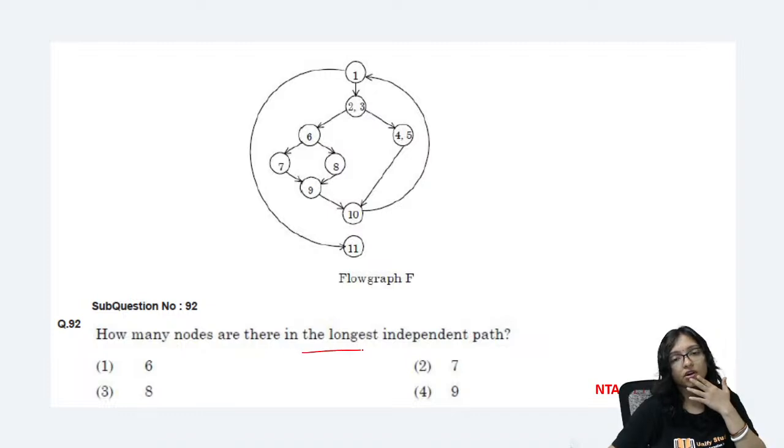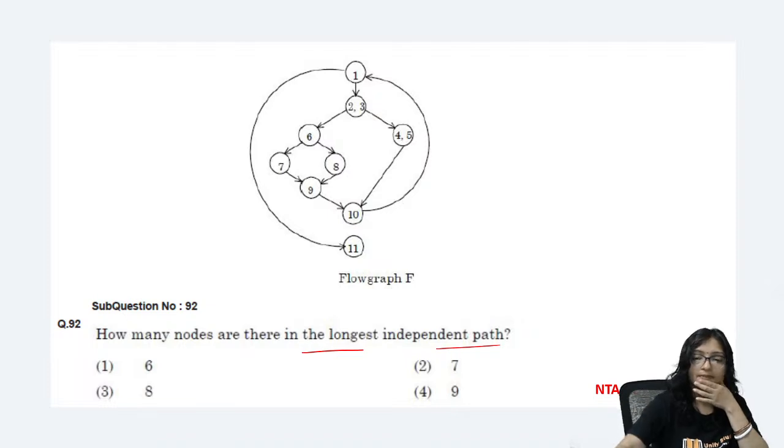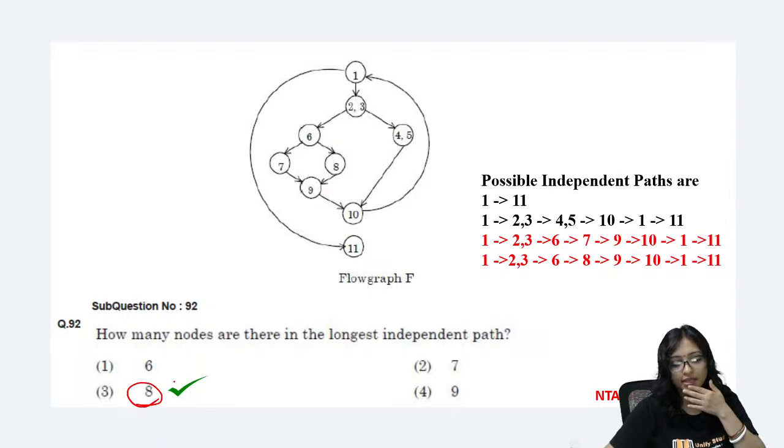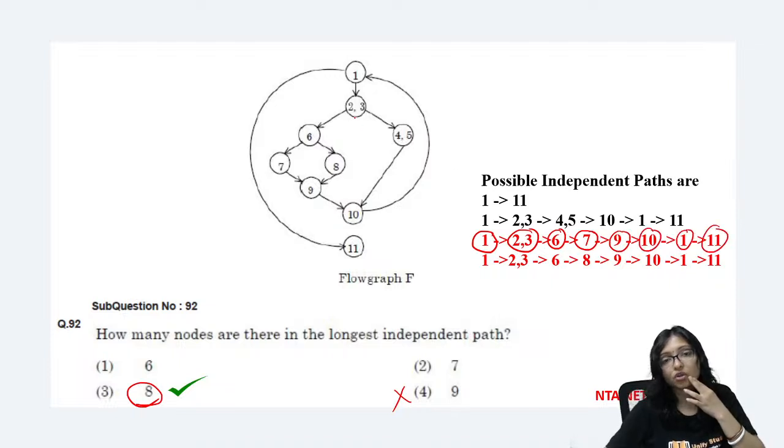How many nodes are there in the longest independent path? Option 3 is the answer, not option 4. Because the longest independent path is this one: 1, 2, 3, 4, 5, 6, 7, 8. Don't be confused about 2, 3. Don't count it 2 times. It is 1 node only.